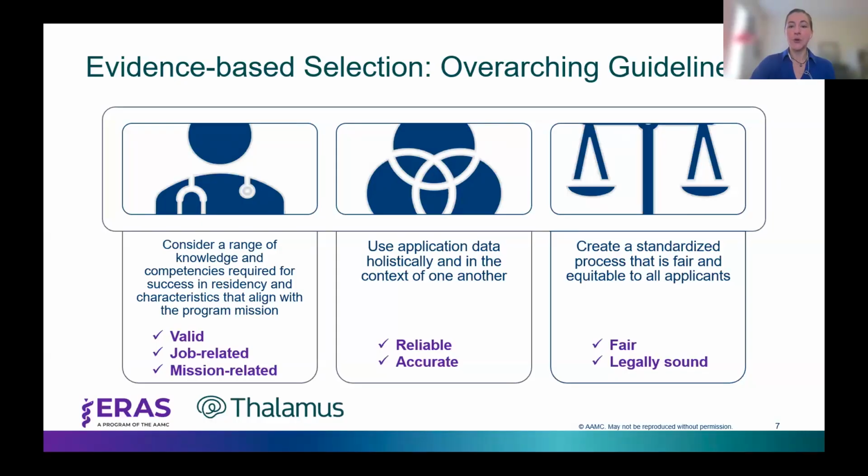Finally, to make sure we're reviewing and evaluating this information fairly, or giving all applicants a chance to succeed, we need to create a standardized process. This means measuring the same competencies and characteristics of all applicants, using objective scoring criteria, and training evaluators to implement a consistent process. Consistency in the process helps ensure equitable evaluation of applicants.